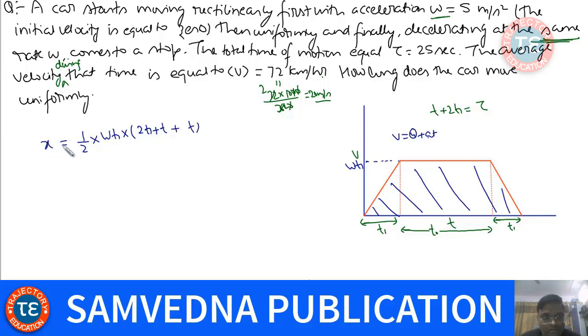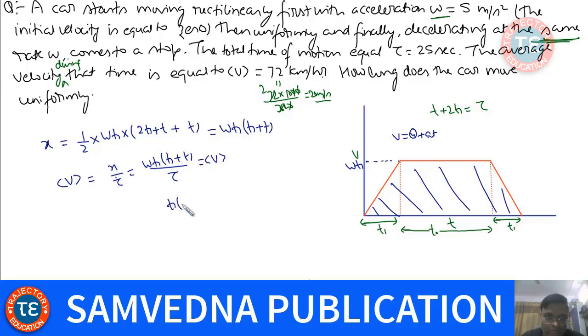So total displacement, what should I say, x. That would be wt1 times t1 plus t, and your average velocity that is given to you, so that is x upon total time taken. Total time taken is tau. You are given this tau, so this is wt1 upon tau equals to this. Get your point? That is given to you.